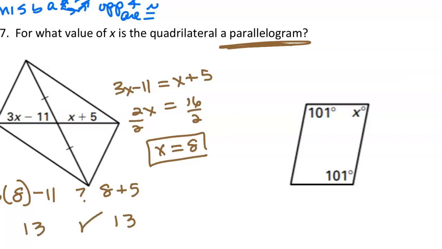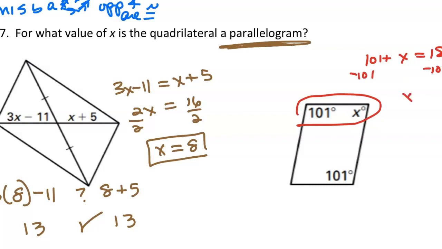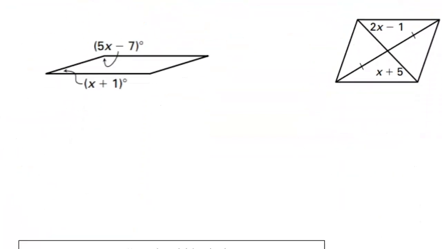Okay, these will be parallelograms if my consecutive angles sum to 180. So 101 plus x has to be 180. So subtract 101, subtract 101, and we get x equals 79. And if it's a parallelogram, that's exactly what x is going to equal because of consecutive angles summing to 180. Okay, next one.